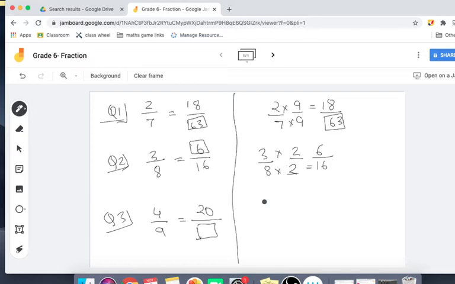Done? Okay, let's discuss it. Here the question was what we multiply with 4 so that we can get 20. The same thing we have to multiply in 9 also, right? So 4 into 5 is 20. So 5 into 9, when we do it, we get 45 as the answer. So in this blank, 45 will come. Okay, so let's go to the next questions, next examples.